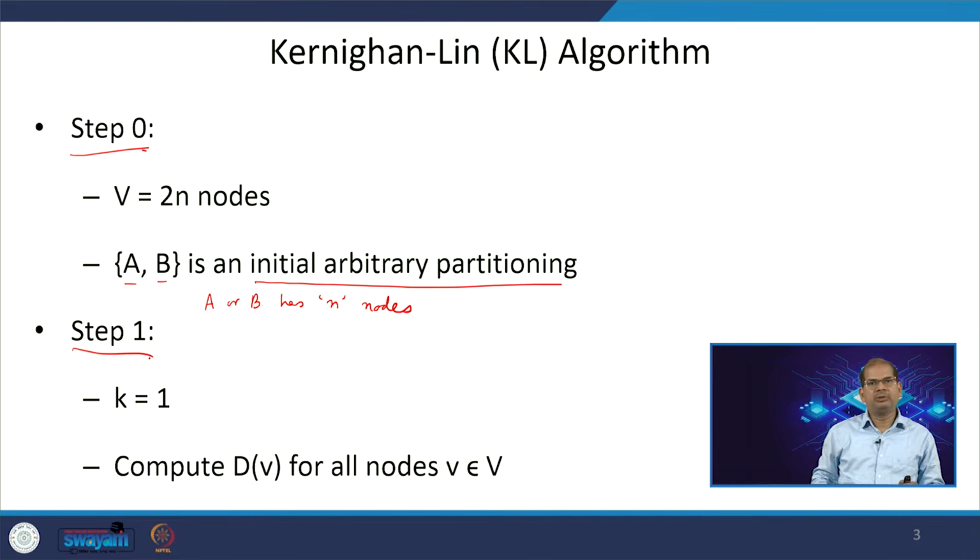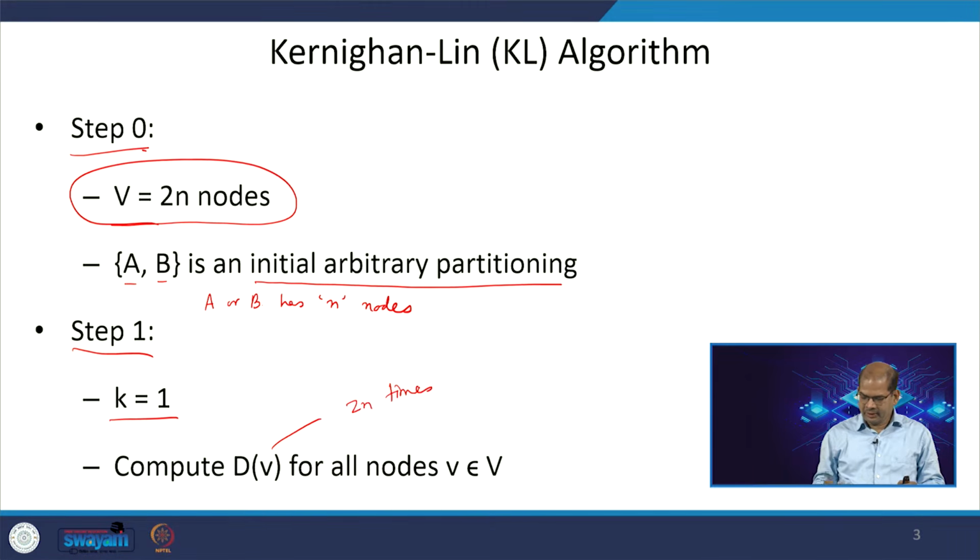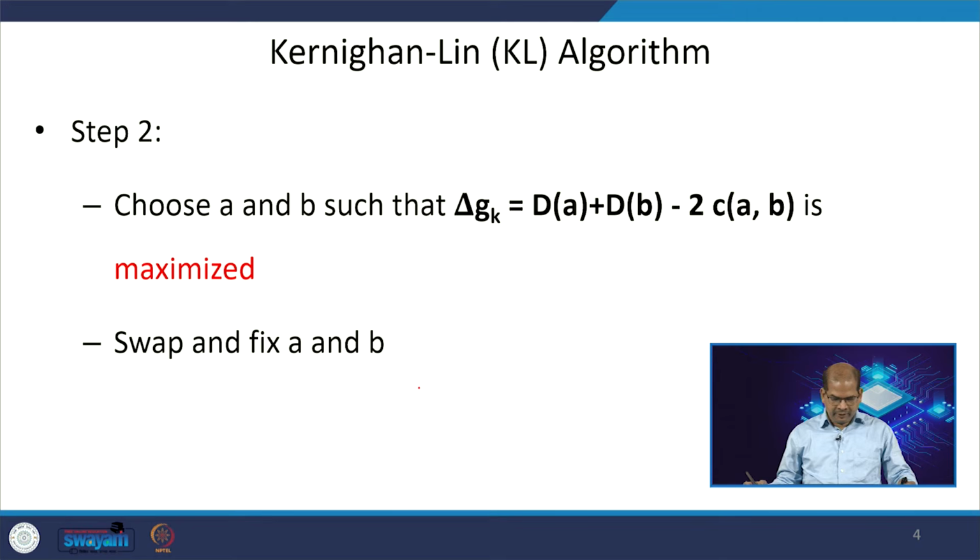In step 1, we have k equals 1. Here we have to calculate the cost function D of b for all nodes b belonging to B. Let us say we have 2n nodes; we have to calculate D 2n times, one time for each node. After we find D of each node, we will define another cost function, the gain, delta g of k.